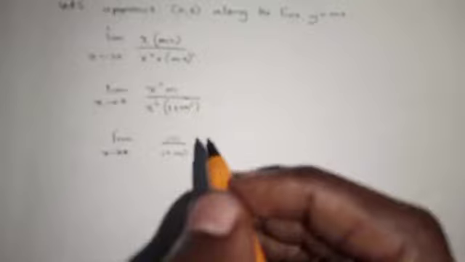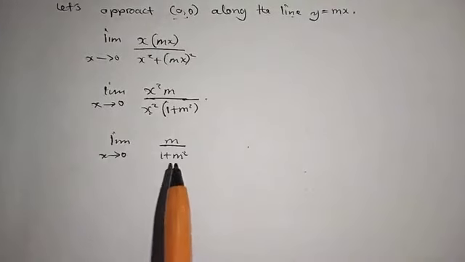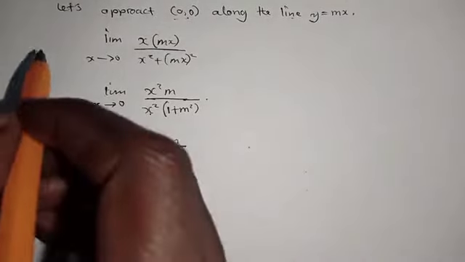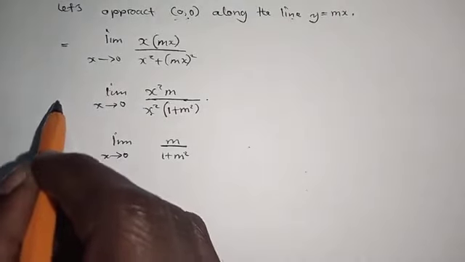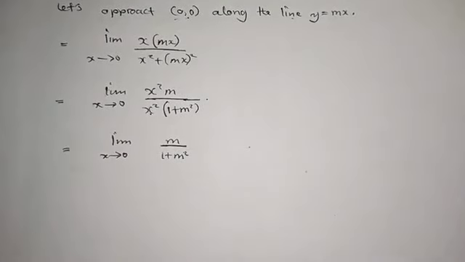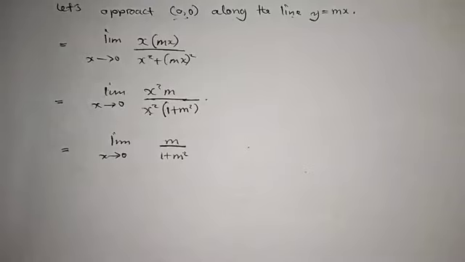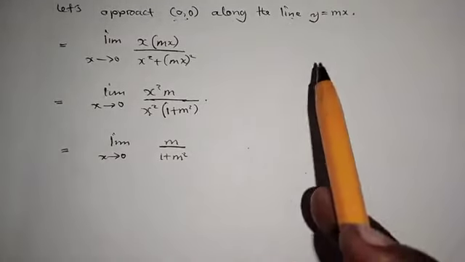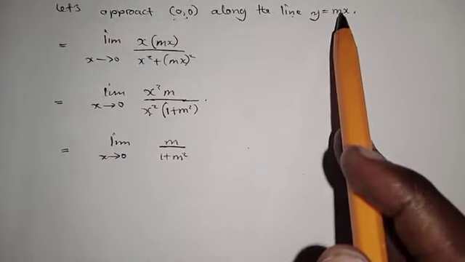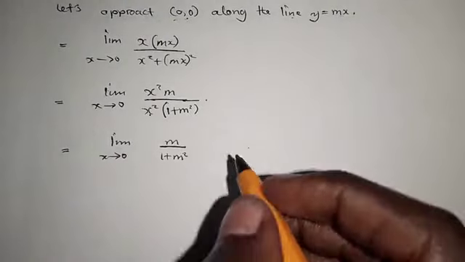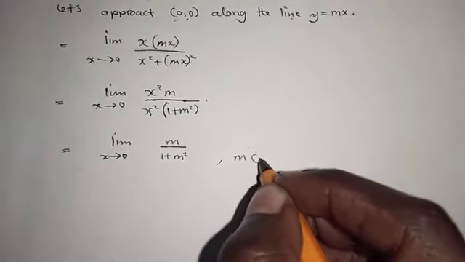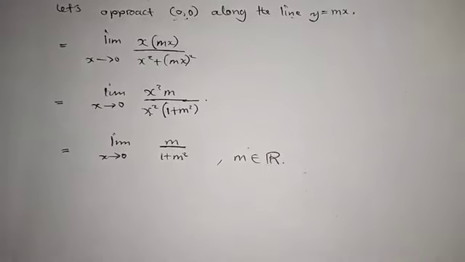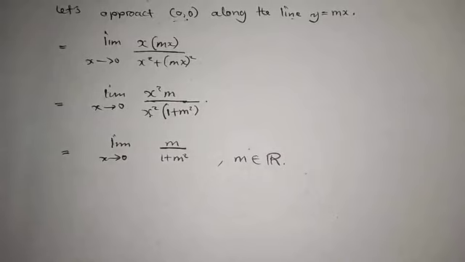All right, so after having found this expression, we know that m here stands for the gradient, which we can conclude is from the set of real numbers. So m can be any real number. Now we need to try and see if what we get is consistent when it comes to limits.